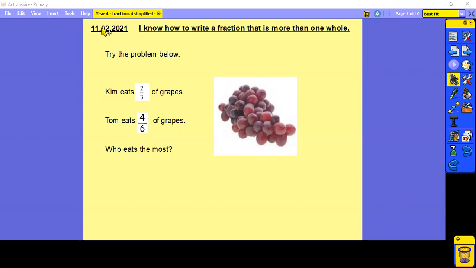So let's start by writing the short date and underlining, and then writing I know how to write a fraction that is more than one whole and underlining. So let's try the problem below. Kim eats 2/3 of the grapes. Tom eats 4/6 of the grapes. Who eats the most? Pause whilst you have a try.